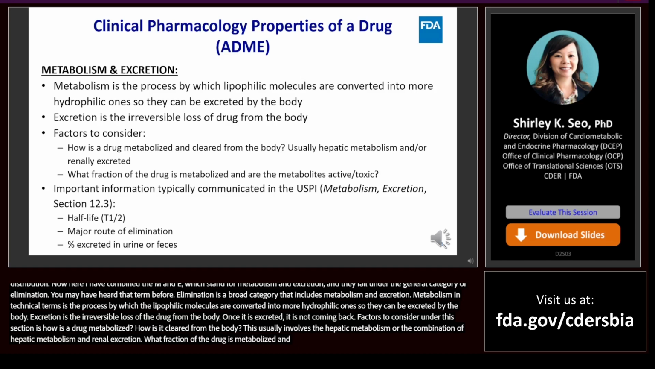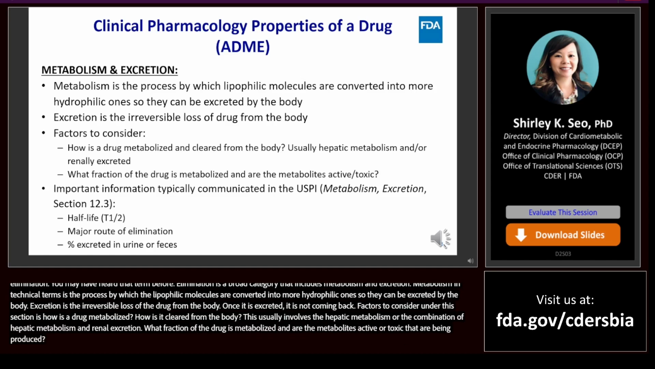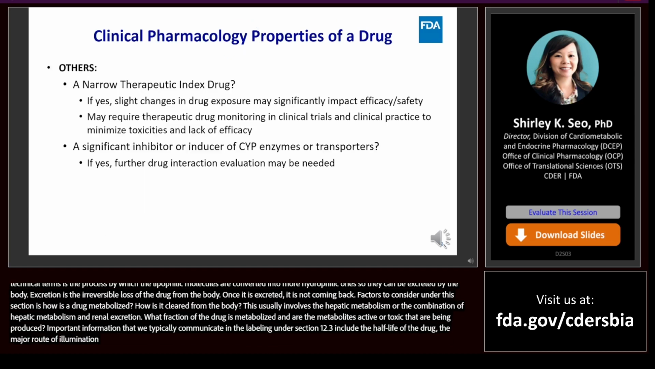Important information that we typically communicate in the labeling under section 12.3 include the half-life of a drug, the major route of elimination, and the percent excreted in either urine or feces or both.